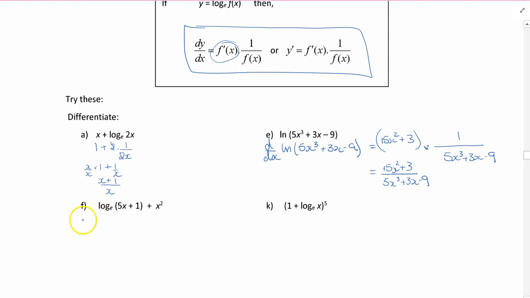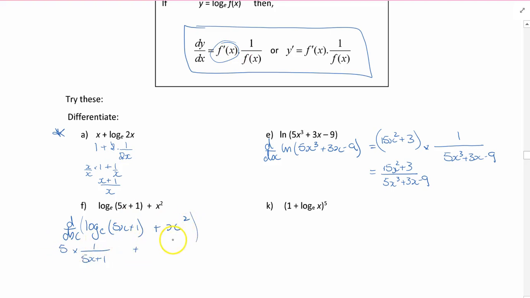With the next one, the derivative d dx of the log to base e of 5x plus 1 plus x squared is similar to this situation. We had two separate terms. Again, we've got two separate terms. And so to differentiate those, we can think of them as differentiating them separately. The log of this, we're going to definitely put 1 over 5x plus 1. But we know that we will multiply it because it's a little function in x. Using this rule here, we will multiply it by the derivative, which is 5.